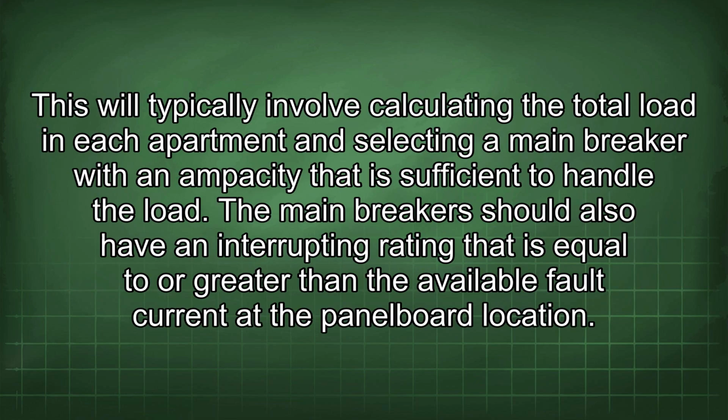This will typically involve calculating the total load in each apartment and selecting a main breaker with an ampacity that is sufficient to handle the load. The main breakers should also have an interrupting rating that is equal to or greater than the available fault current at the panel board location.